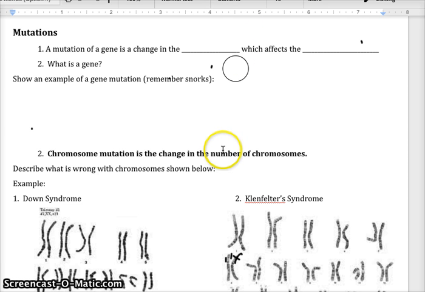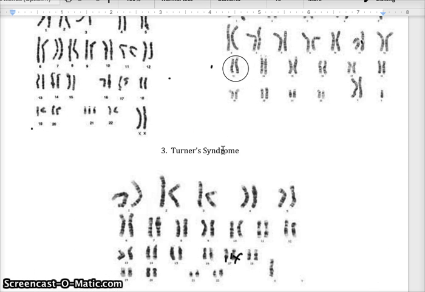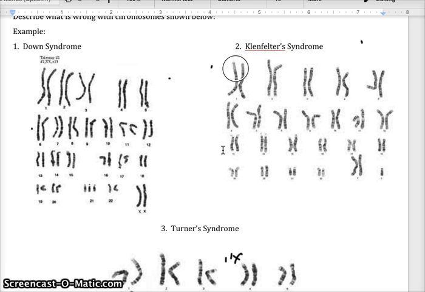Alright, here are 3 examples. The first one is Down syndrome. If you look through, there's a pair at 1, pair at 2, pair at 3, pair at 4, and so on and so forth. If you go all the way down to 21, there are 3 chromosomes. That means that instead of getting half, 1 from mom and 1 from dad, they got maybe 2 from dad and 1 from mom. What happened is during meiosis, the chromosomes didn't split, so somehow they got an extra chromosome.